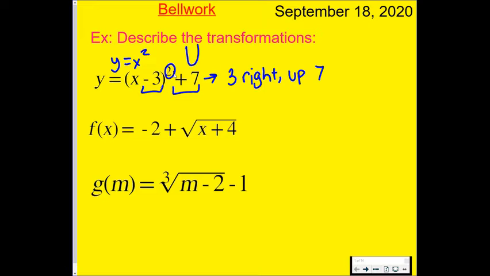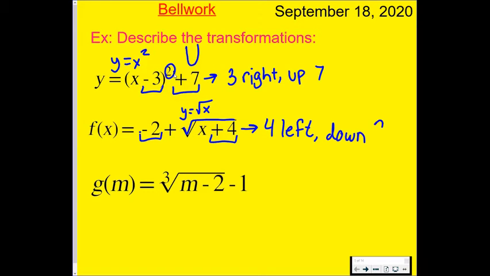Next one, f of x equals negative 2 plus the root of x plus 4. This one is a square root function, so it's going to look like y equals the square root of x. What things did I add to that graph or that equation to make it what it is? Right, one thing I did is the plus 4, which tells me to go 4 to the left. Remember, it's the opposite direction. And the minus 2, since it's on the outside of the square root, tells me to go down 2 units.